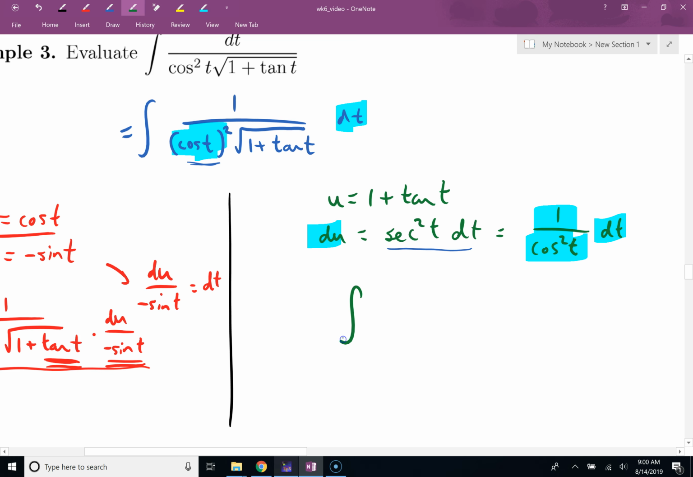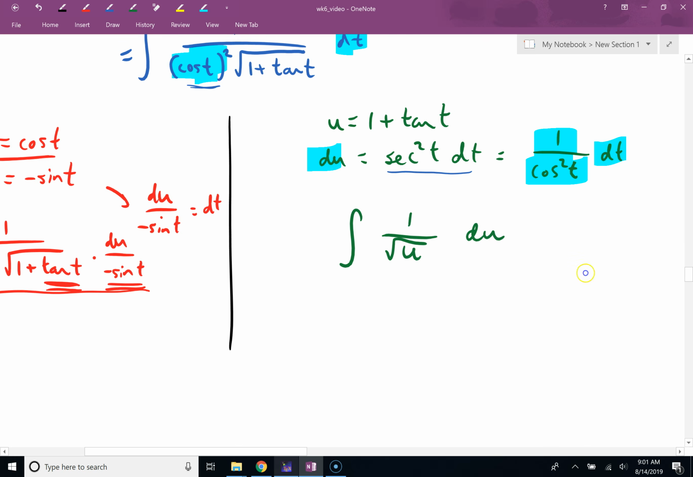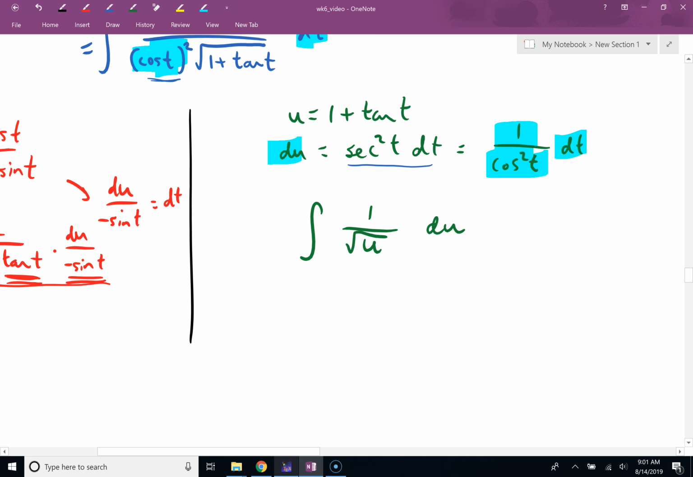So let's continue on this path here. I'm going to write this as the integral, and again, I'm trading in that 1 over cosine squared dt for du. So I'm going to go ahead and trade that in. And then again, we have 1 over the square root of 1 plus tangent, but that's exactly my u. So we get something like this inside of the square root function. Excellent. So now we've simplified it down quite a bit, and it has all u's. I have u's and I have du, so I'm integrating with respect to u. So now we can go ahead and proceed with this.